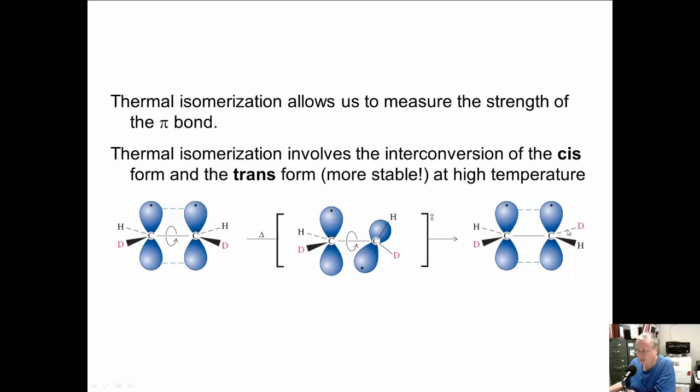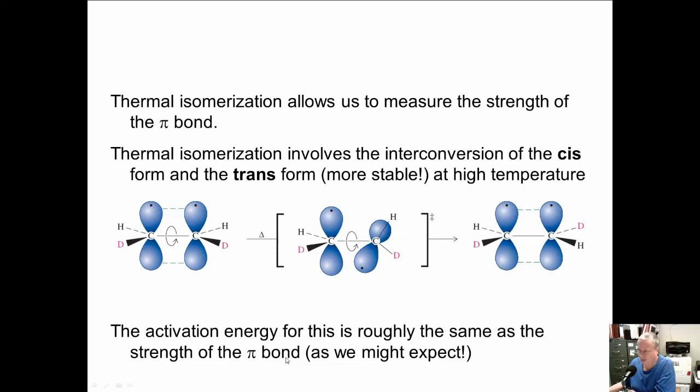And so anyway, if you cook this at a high temperature, it will isomerize through a transition state where it just rotates and becomes this. And this is a little more stable, right? Trans is a little more stable. The activation energy is roughly the strength of the pi bond because you're breaking the pi bond. You have to apply energy to get through this, right? And it totally makes sense that if you apply energy, it might go from a less stable form to a more stable form. All right, we'll talk more about alkene stability in a little bit.